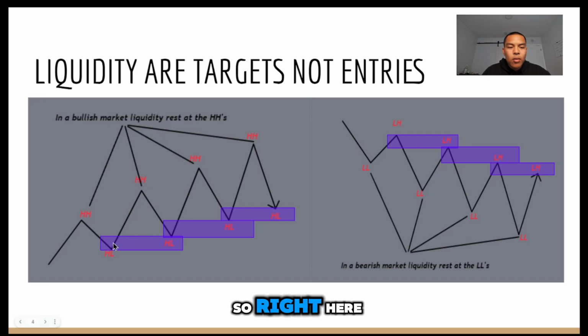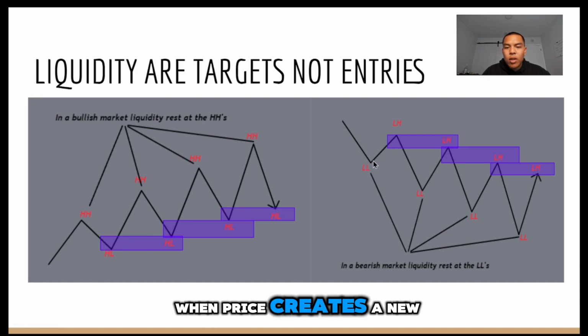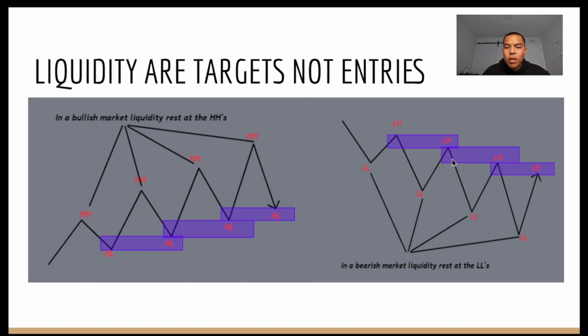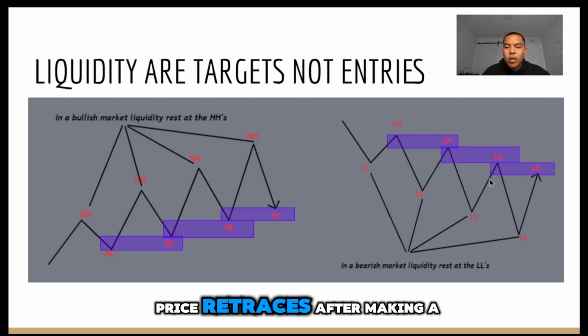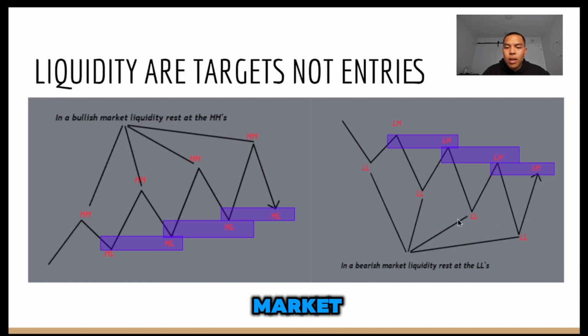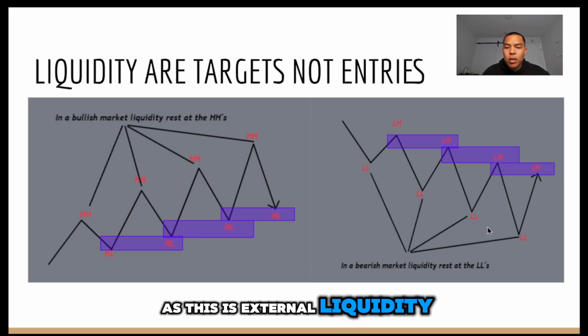So right here, when price creates a new lower low, lower high, then a new lower low, it then retraces back into the current lower high, and then it sells down to this current lower low. Same thing all over again. Identify the lower high, price retraces after making a new lower low and establishing, and then it respects that area and sells off to the current lower low in the market, as this is external liquidity.